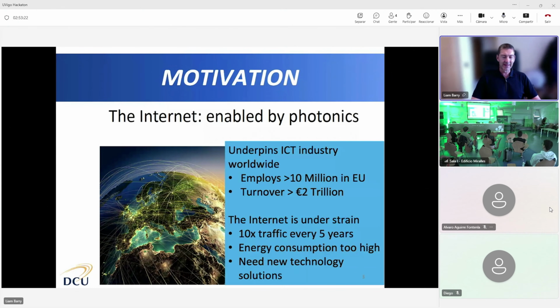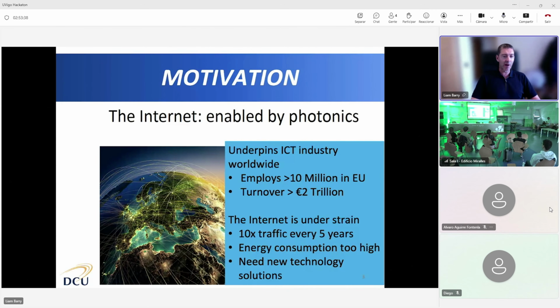We've gone from sending text to watching videos to sending videos, to sharing information between multiple people, videos between multiple people at the same time. So the internet is currently under strain with this massive growth in data traffic.